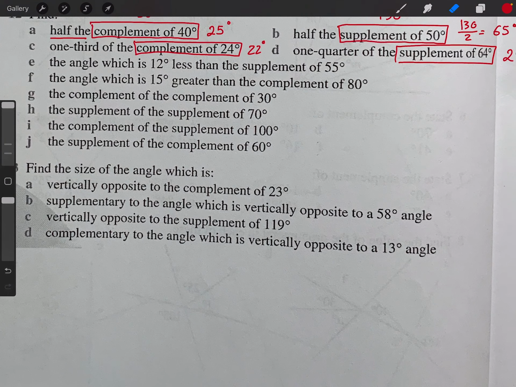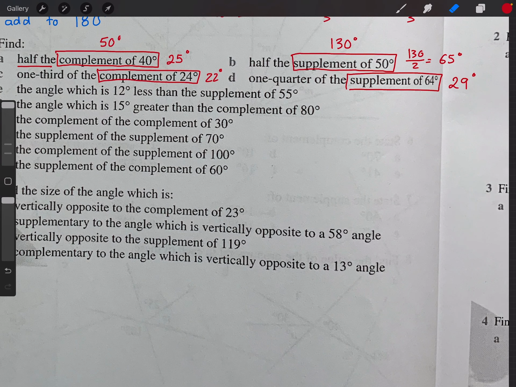Next one says, question E, the angle which is 12 degrees less than the supplement of 55. First, I'm going to have to find a supplement of 55 degrees. So what adds with 55 degrees to make 180 degrees? So 180 take away 55, that would give me 145. Wait, no, sorry, my bad, 125.